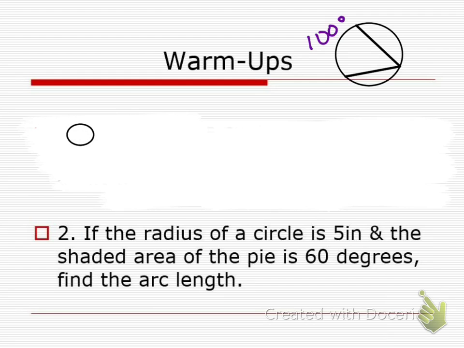Okay, we have a circle. We've got a radius of 5 inches. So it's saying that the shaded part of it, we'll say that's the shaded part, is 60 degrees. And we are asked to find the arc length. So this is a 60-degree angle in there. The radius is 5 inches. Does anybody remember how we did this? Angel?